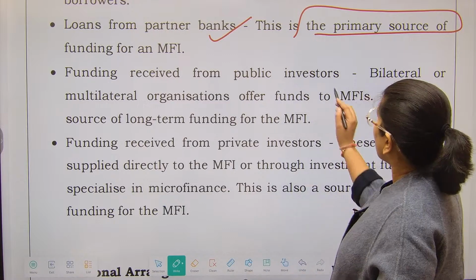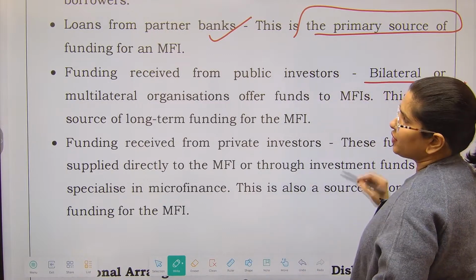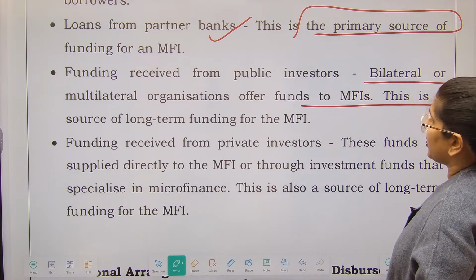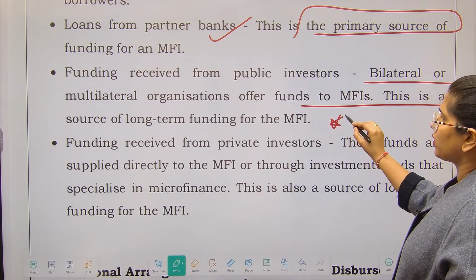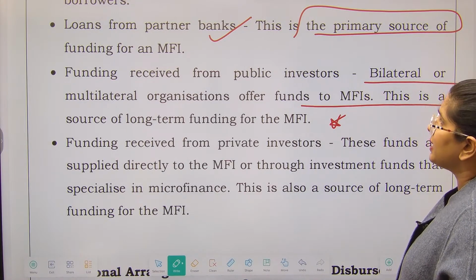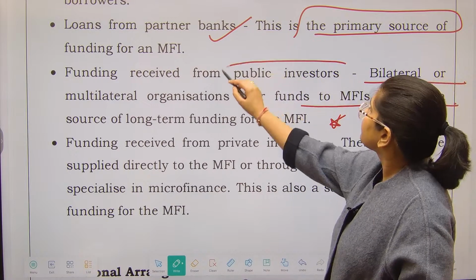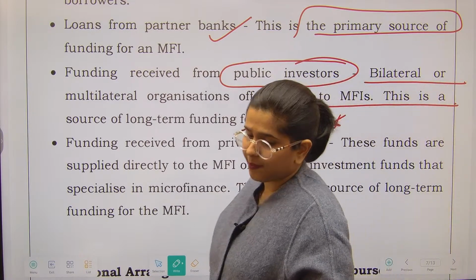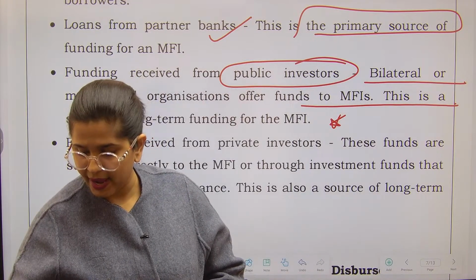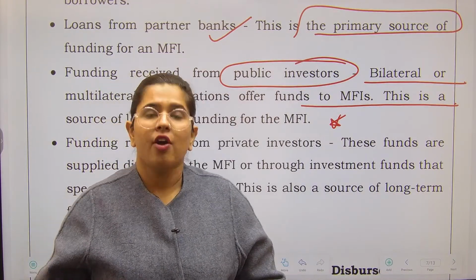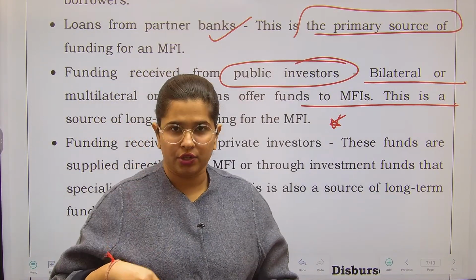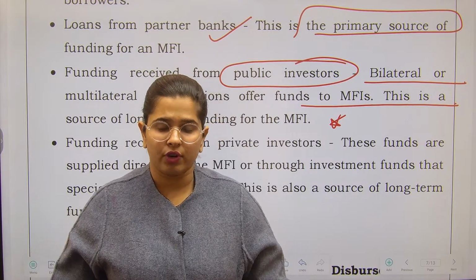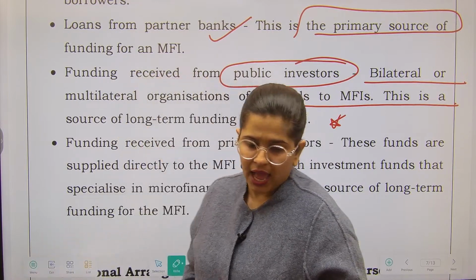Funding received from public investors, that is bilateral or multilateral organizations, they also offer funds to microfinance institutions. This is a source of long-term funding. So see, over here, suppose the World Bank is financing some kind of project, okay? If the World Bank is financing a project for poverty elimination, right? So such kinds of funding do also come for microfinance institutions.